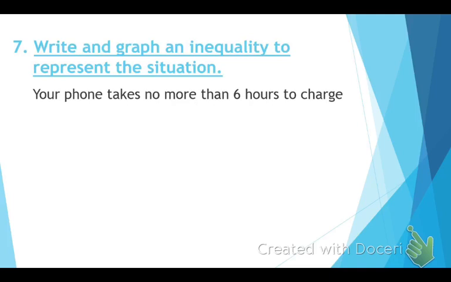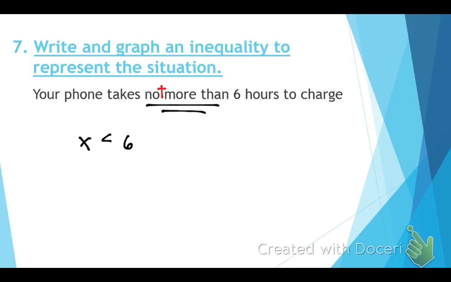For number 7, you want to write and graph an inequality that represents the situation. So make sure you also give me a graph. This is what it says. Your phone takes no more than 6 hours to charge. Okay, so we always know we're going to start with the variable. Next, we will put whatever the number is that's there, which is 6. Hardest part, this says no more than. If I wanted to, I could add in not more than. If it is not more than, it has to be less than.